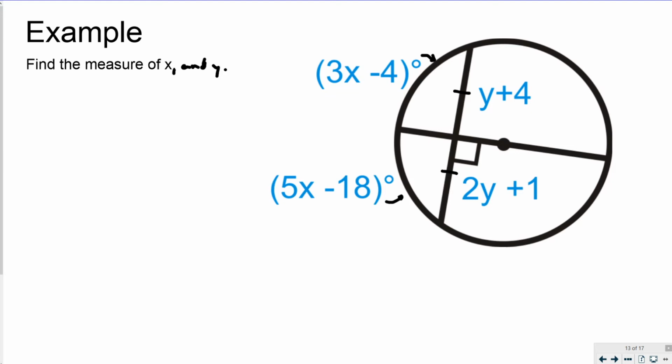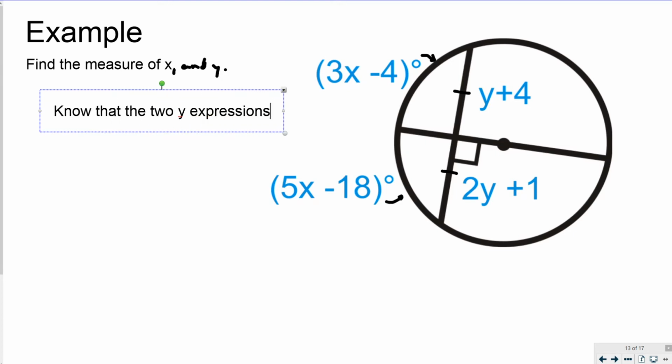So if I'm going to find the measure of y, I know immediately through the last property that these two segments have to be congruent. So I do know the first equation I can write. I know that the two y expressions must be equal because of the radius property.